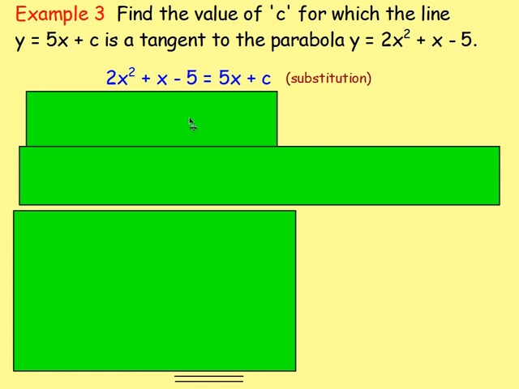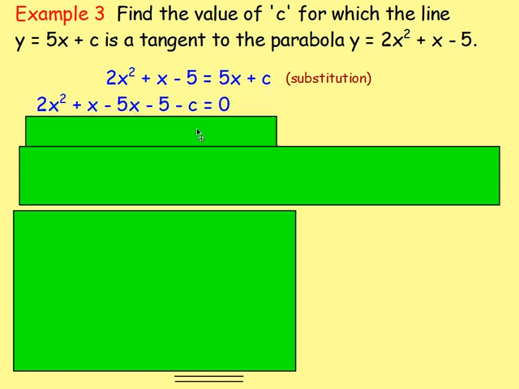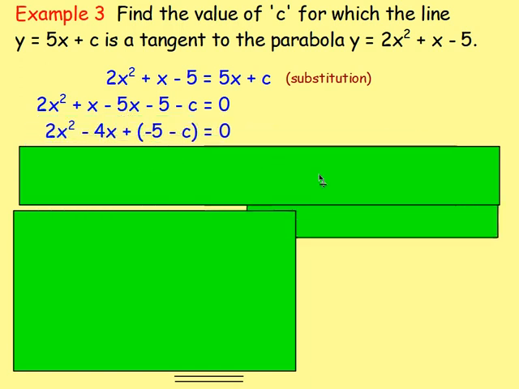From there, you want it in the form of your quadratic, ax squared plus bx plus c equals 0. So subtract 5x from both sides, subtract c from both sides, and this is what you would end up with. From there, you're wanting to think 2x squared plus x minus 5x will give 4x, and the negative 5 and the negative c, you put them together. They're both going to be your constant. So the way I'm writing it here, I'm adding on a negative 5 and a negative c.